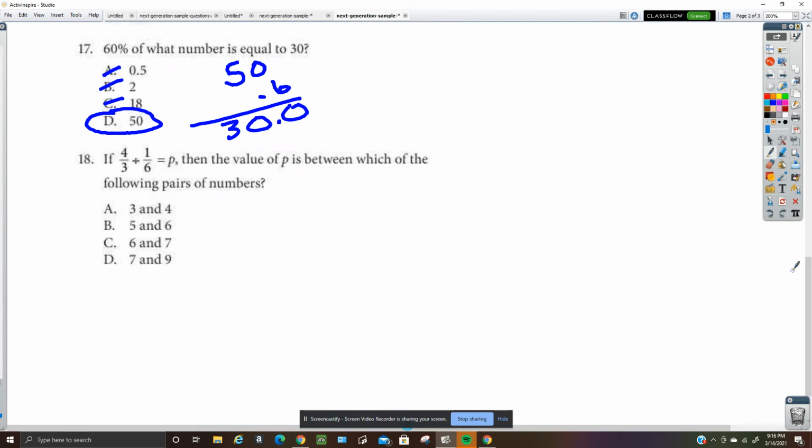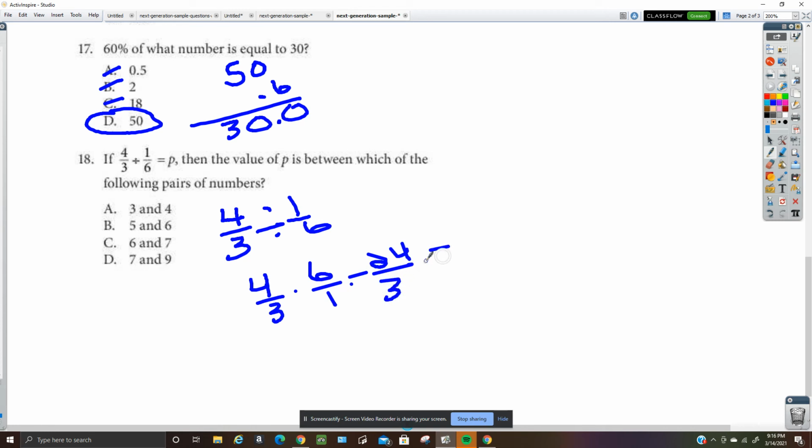And then 4/3 divided by 1/6 is the same as 4/3 times 6/1, which is 24/3, which is equal to 8. Oh, what's going on here? So it's between 7 and 9.